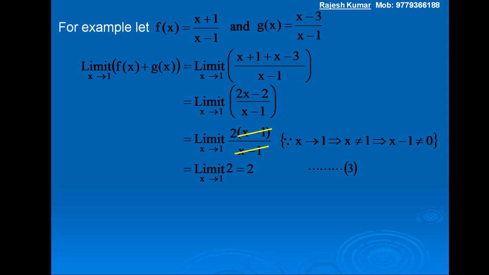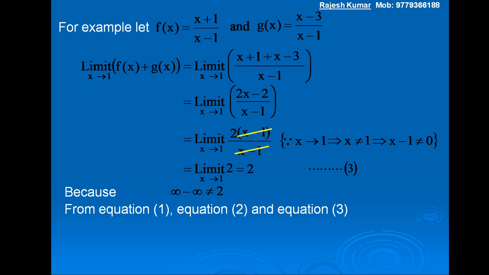Now put this equation number 3. Now because infinity minus infinity is not equal to 2, therefore from equation 1, equation 2 and equation 3, limit x approaching 1 of f(x), here c is 1, plus limit x approaching c of g(x) is not equal to limit x approaching c of f(x) plus g(x). That's it. That is, the reverse rule is not true in this case.